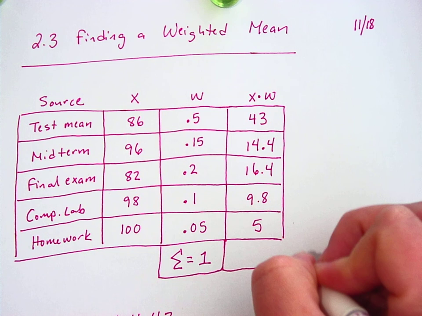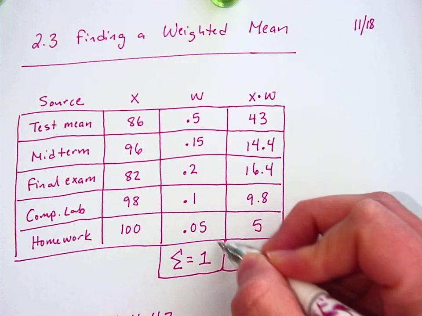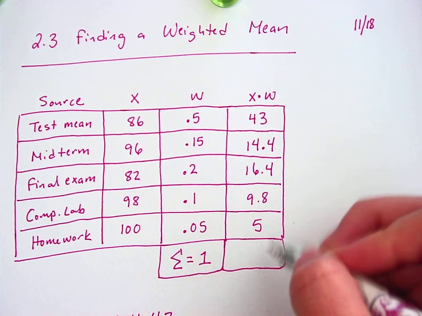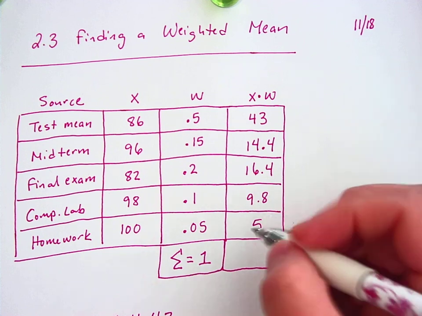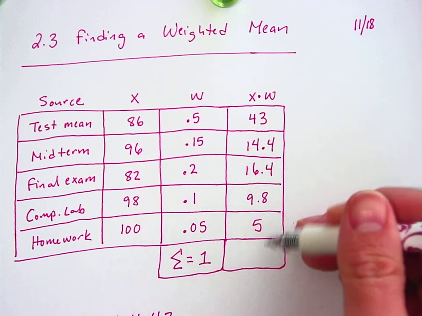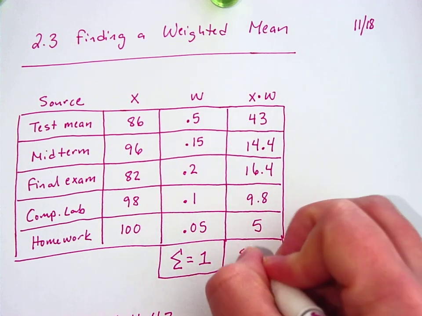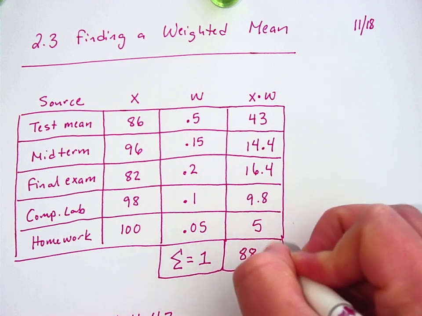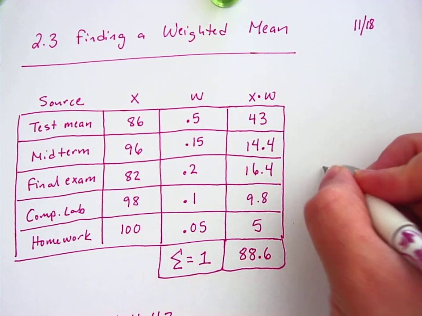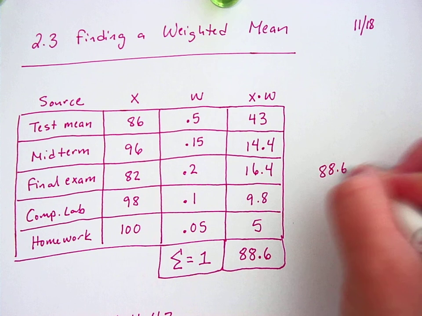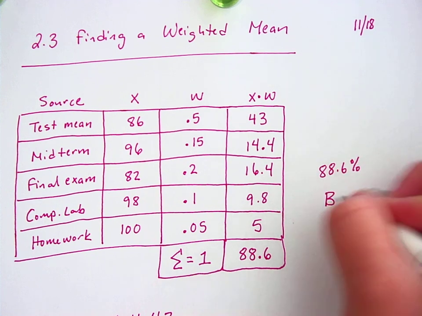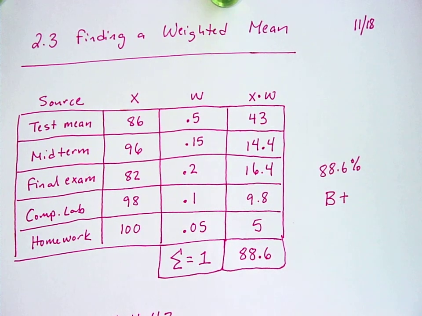Normally you would also divide by what the weights add up to, but because the weights add up to 1, we would just divide by 1, which is no big deal. So if you add all of these up, you end up with 88.6% in the class, which turns out to be what, like a B+? So that's your grade for the class. And that's how you do a weighted mean, especially with those kinds of grades.